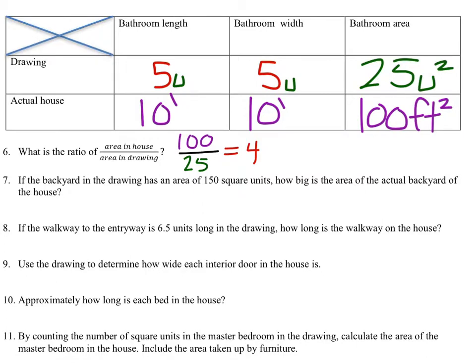Yeah, so if we had found the area in the whole house and divided by the area in the drawing, we'd still get 4, or if you guys really want 4 to 1, doesn't matter. Because the scale going from the drawing to the house is 4. You multiply the area of the drawing by 4 and you get the area of the house in square footage.